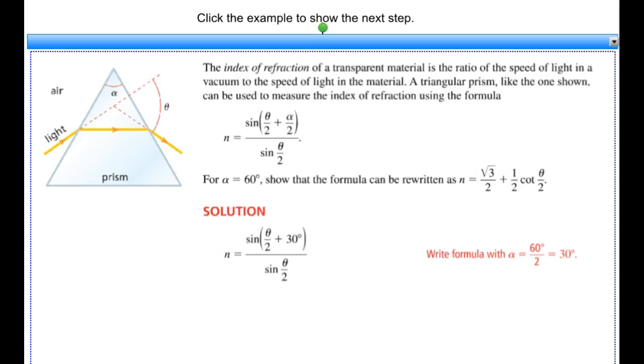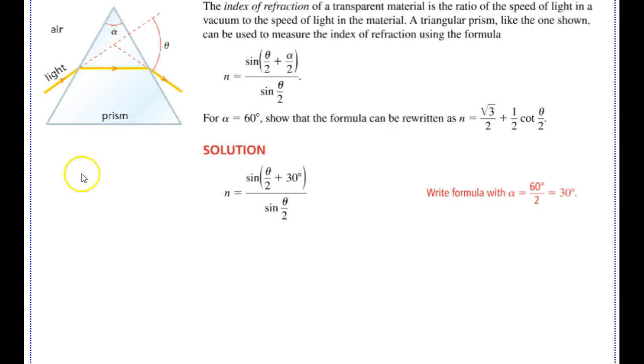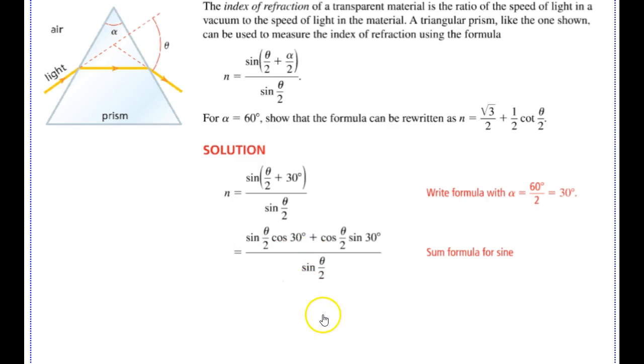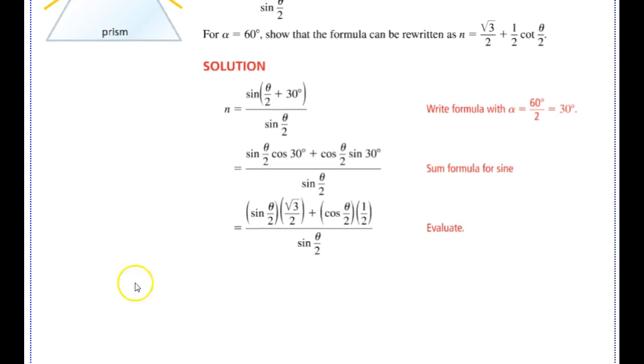So I want to write my formula out. I know that alpha is going to be 60 because I was told that information, so I can plug that in. Alpha divided by 2 gives me 30. Now I see in the numerator I'm going to be using the sum formula for sine, so I write out the pieces that I have. I just leave the denominator alone for now. Then I can evaluate using my unit circle again, and then I can write them as separate fractions.